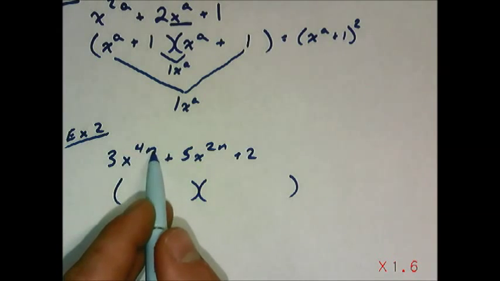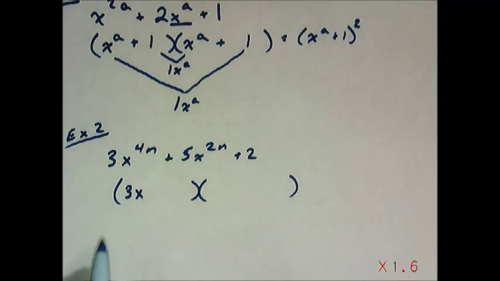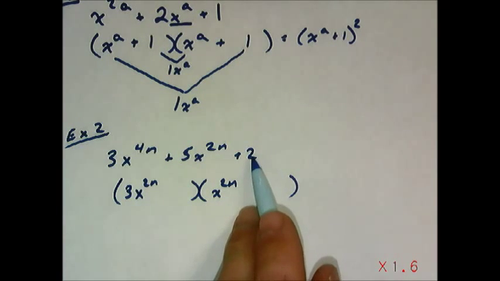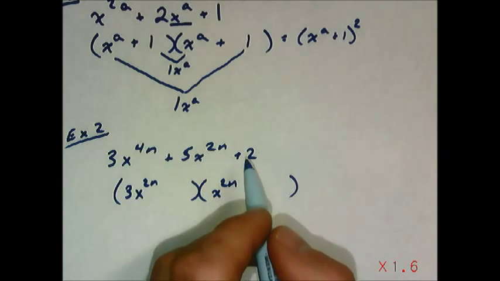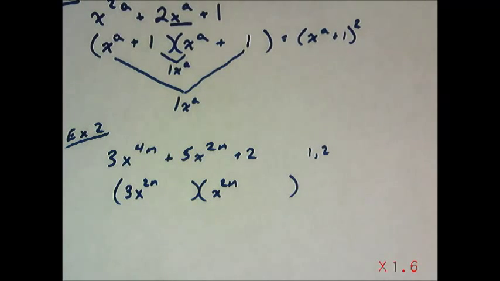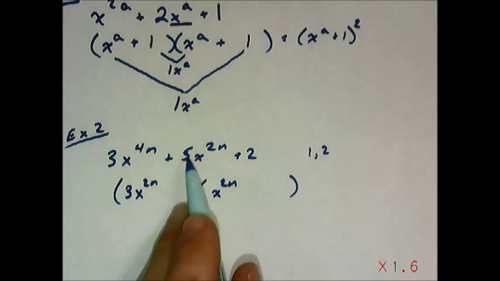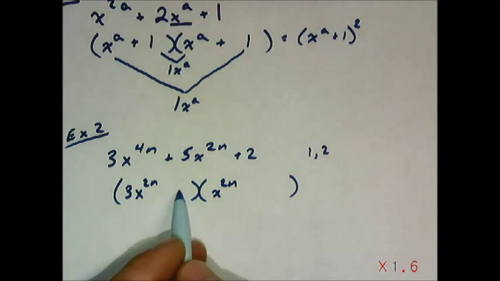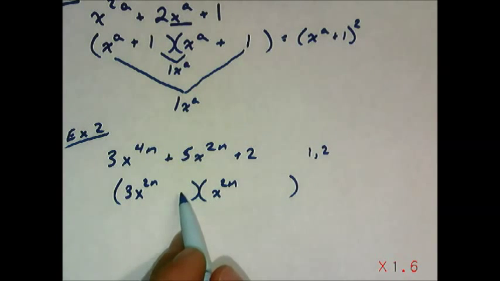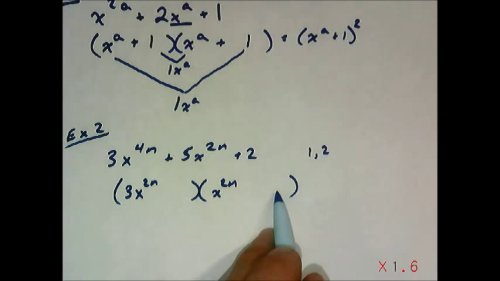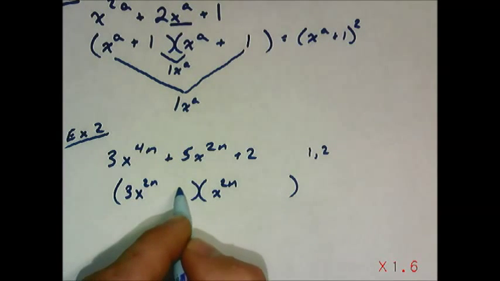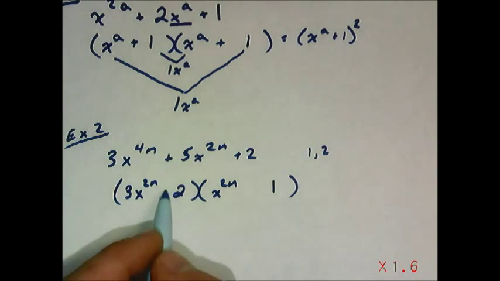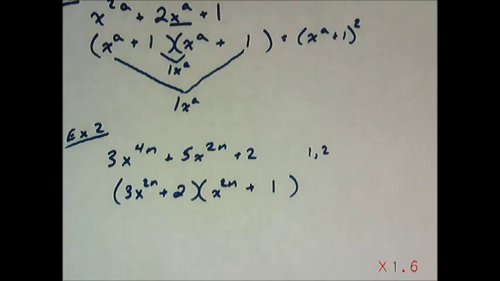If I look at 3x to the 4n, the only way we can break that up would be 3x to the 2n and x to the 2n. We're going to break up our 2. The only way we can break up 2 would be 1 and 2. But remember, we have to work with that 3 in order to get that 5 in our middle term. So I could put my 1 here and my 2 here, or my 2 in the first quantity and my 1 in the second. The only way we're going to get that 5 being positive would be a 2 in the first and a 1 in the second quantity. Both of these terms will be positive.